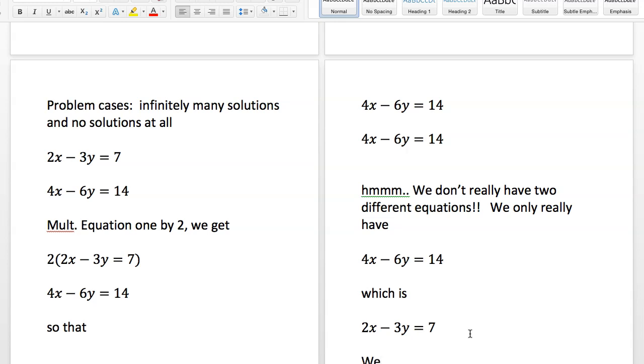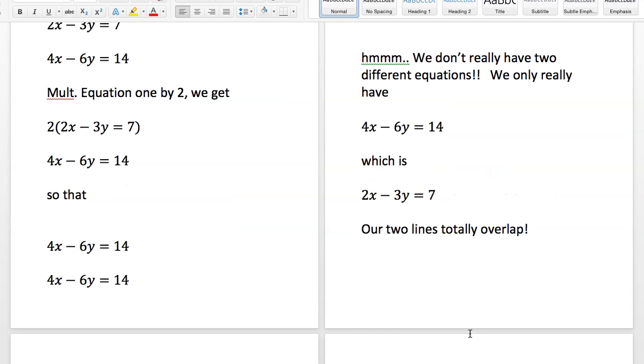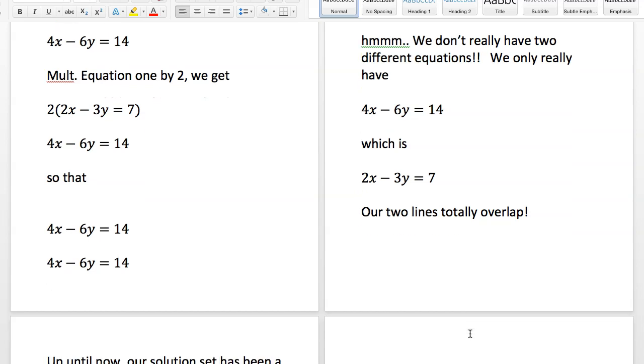Okay, we don't have 2 lines. We just have 1 line. What's going on? Our 2 lines totally overlap. We have infinitely many solutions. Instead of 2 lines, the whole time up until now, our solution set has been a single ordered pair.